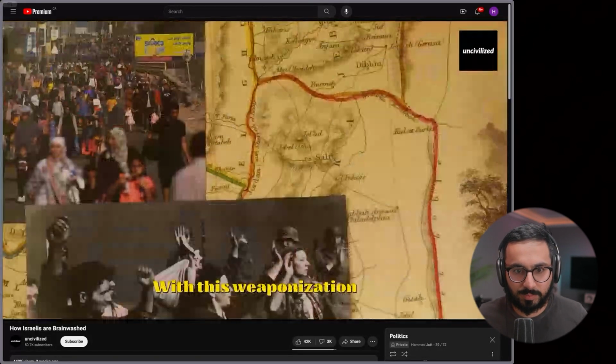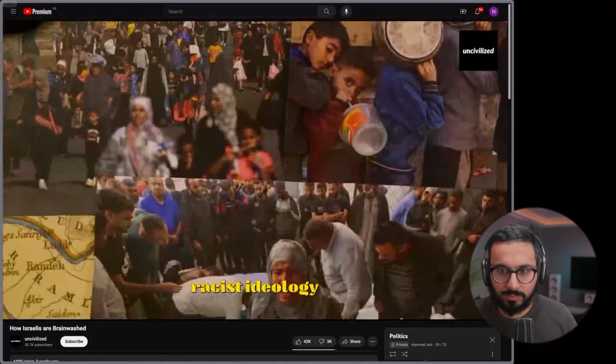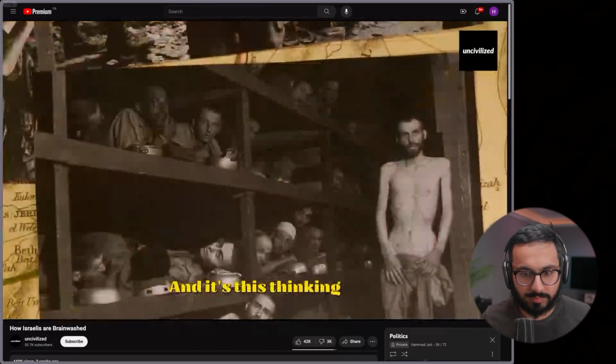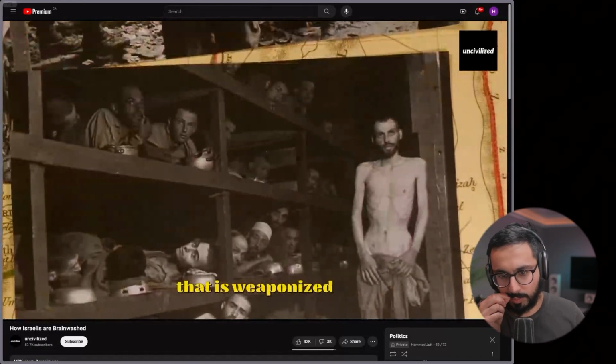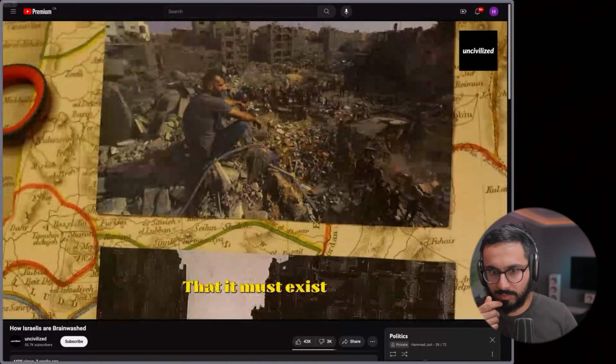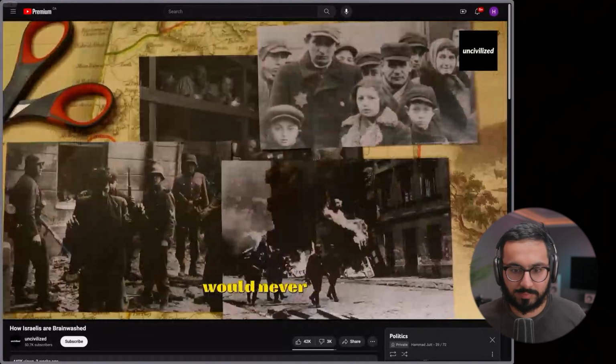With this weaponization of the Holocaust, Zionism isn't seen for the settler colonial racist ideology that it is, but as the savior of the Jewish people. And it's this thinking and this fear that is weaponized to justify the violence of the Zionist state: that it must exist and do whatever is necessary to defend itself so that another Holocaust would never happen again.